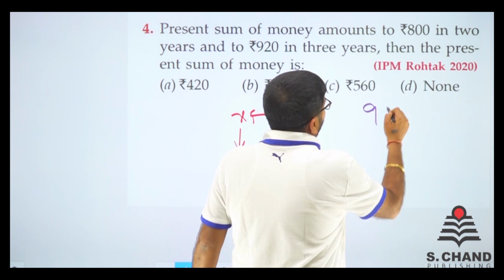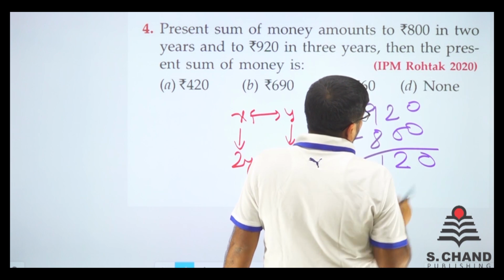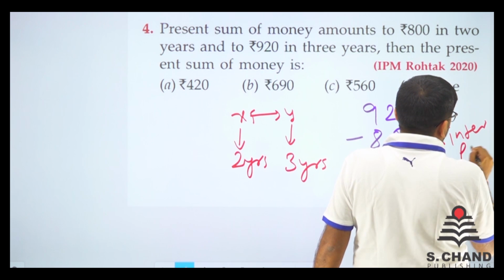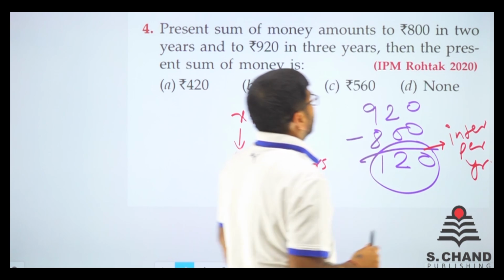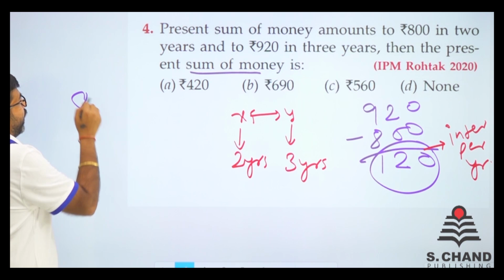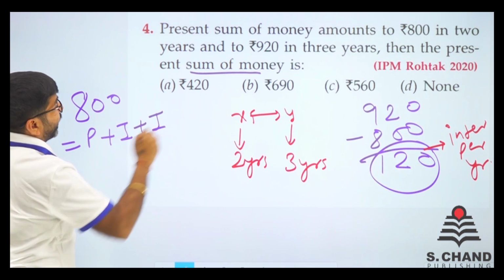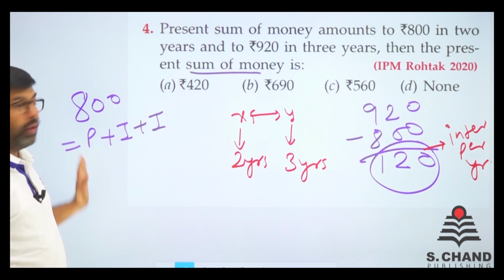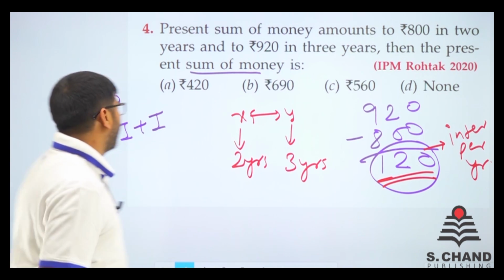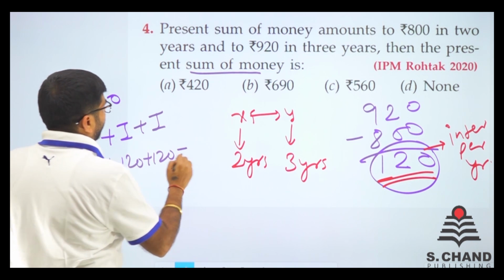So 920 minus 800, you get 120, which is the amount of interest per year. So what is the question? The present sum of money. So 800 is the amount, that is principal plus first year interest plus second year interest, right? So interest is uniform, that is 120. So principal plus 120 plus 120 is equal to 800.